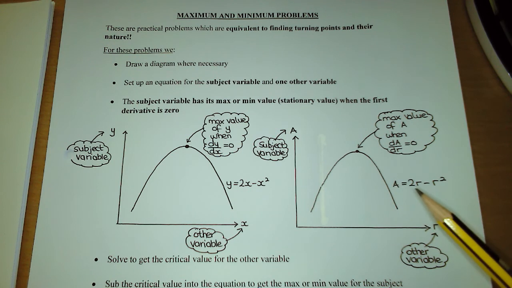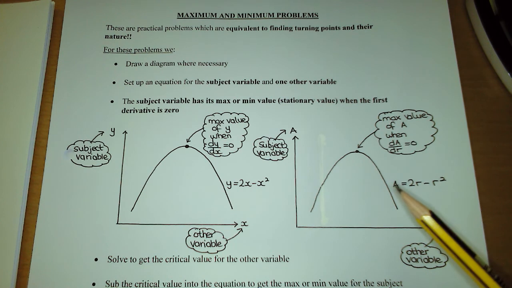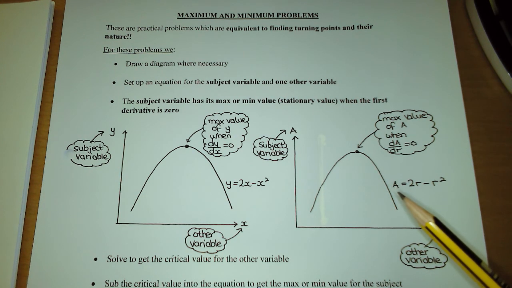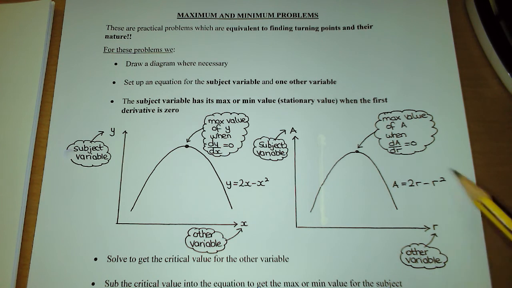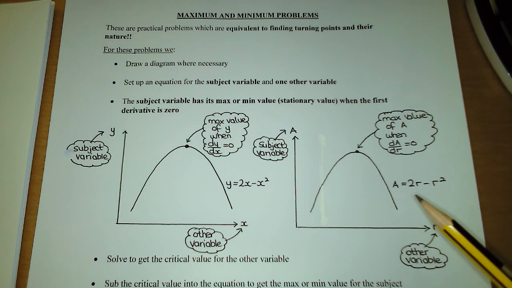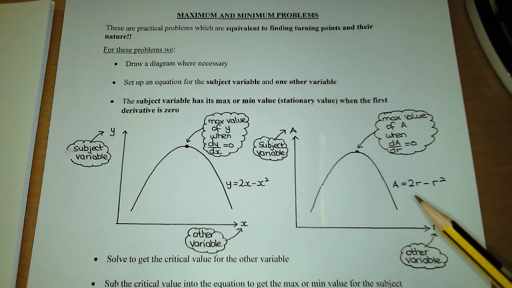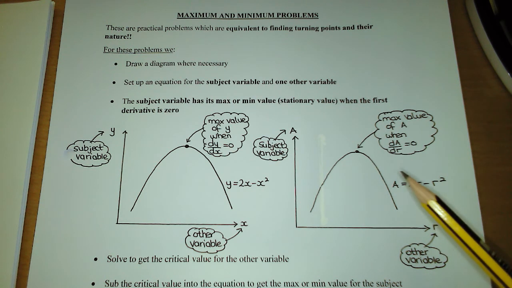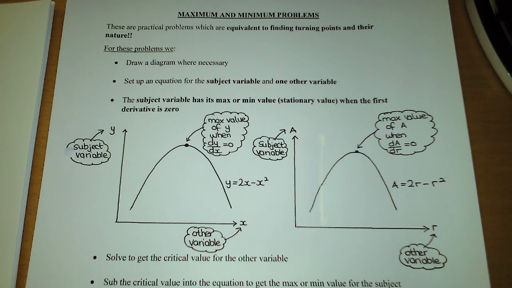Again, you would solve that equation to get the critical value of r, which causes a to be a maximum or a minimum, and then you would sub that value of r into the equation to work out the maximum or minimum value of a. Then you would sub the critical value of r into the second derivative to prove whether a is a maximum or a minimum. So it's very, very similar to just finding turning points and their nature.